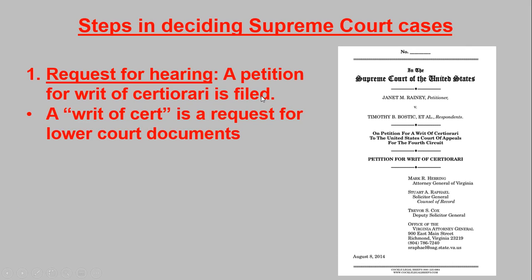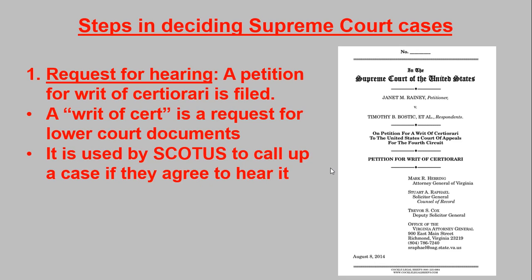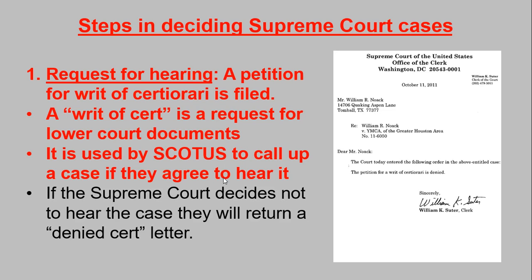So a writ of cert is a request for lower court documents. So most of the time, these cases have already been heard in a lower court. So you want those documents so you can take those documents to the Supreme Court and have a redo with the Supreme Court. So it's used by the SCOTUS to call up a case if they agree to hear it. So if they take your case, the Supreme Court will ask for all the documents from the previous court, the lower court, and use that information when they're deciding your case on appeal. If the Supreme Court decides to take the case, they'll issue the writ of cert. If they decide not to take your case, they'll issue you a denied cert letter.